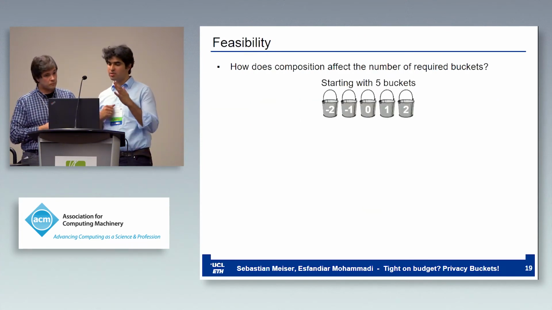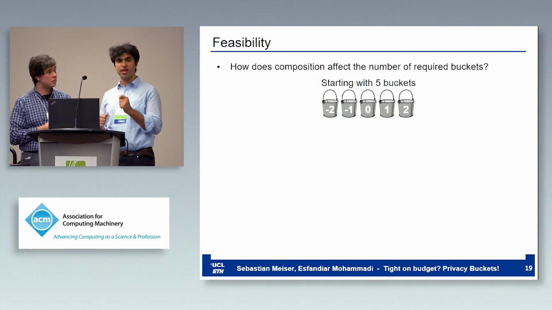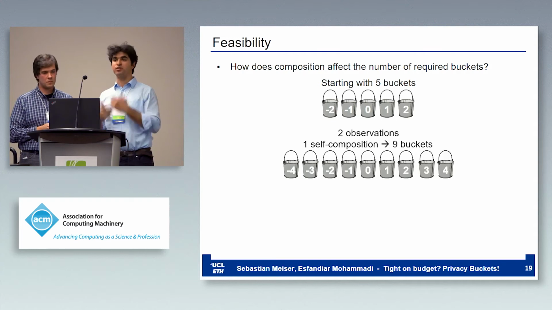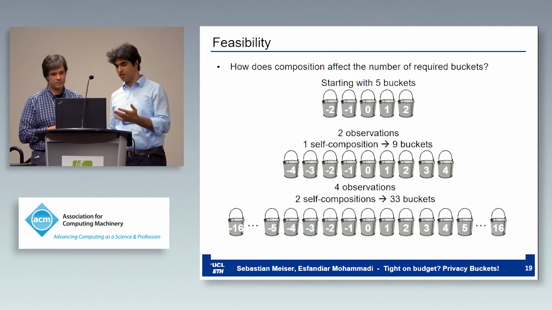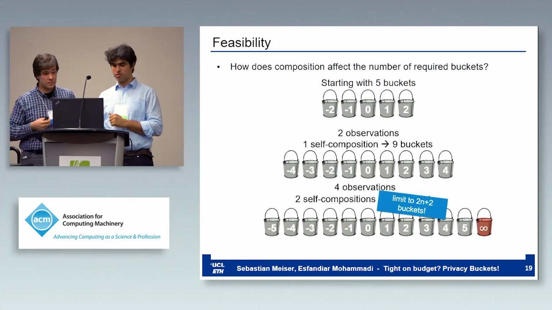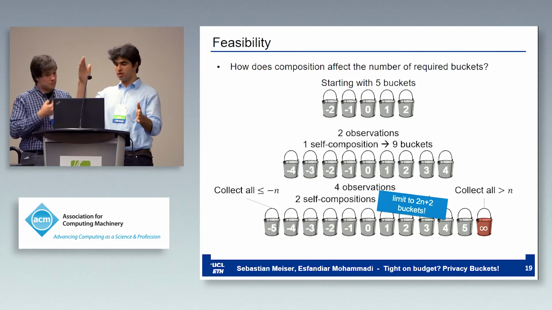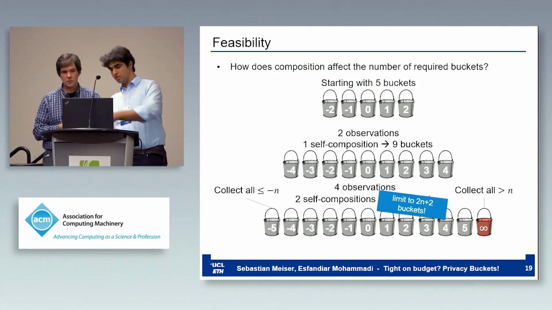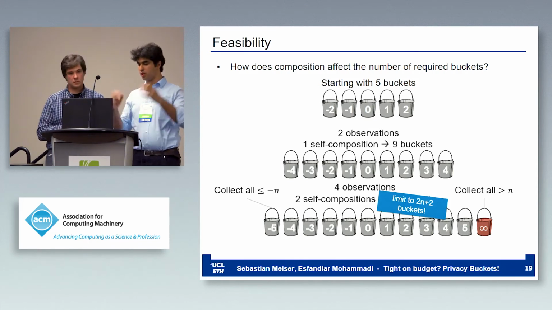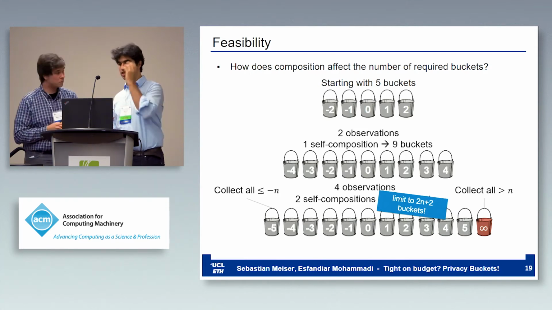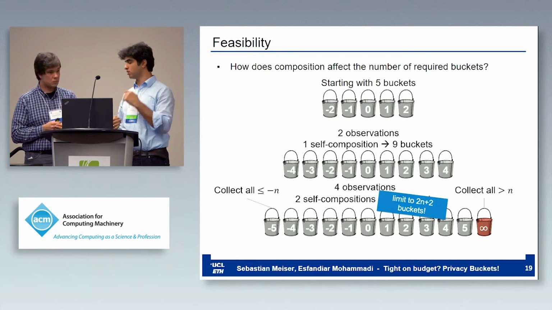Very nice. So the problem is this still explodes. If we start with 5 buckets and do one self-composition, so the bucket composed with itself, we have 9 buckets all of a sudden. If you compose that with itself, then you have 33 buckets, and this will explode after some time. So I suggest we just cut it off. We set a limit. We want to have an efficiently computable implementation. So we say after minus 5 and after 5 plus the infinity bucket, we cut it off and we collect all the mass of the privacy losses that are smaller than f to the -5 into the -5 bucket, and everything that's larger than f to the 6 we collect into the infinity bucket.